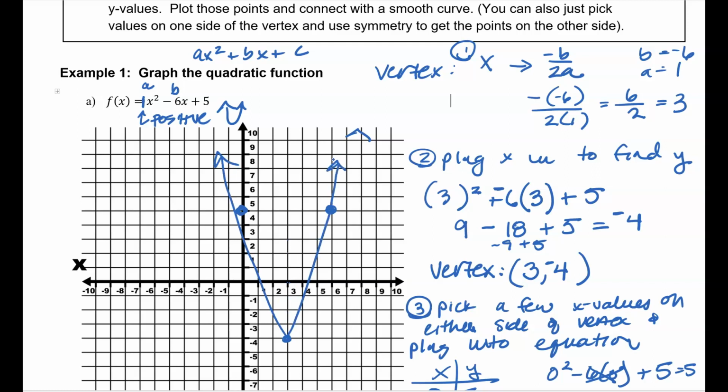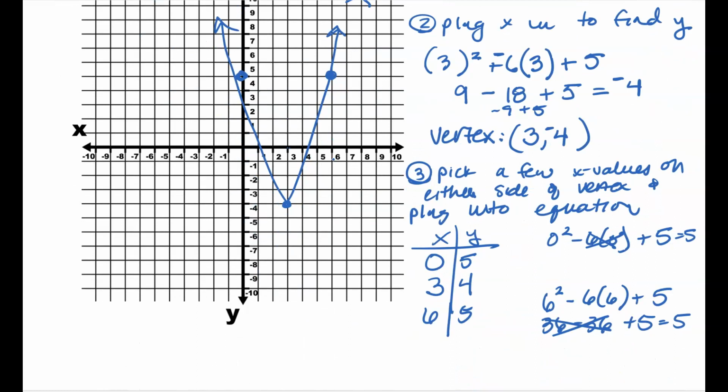And then just to double check, and actually, you know what, that looks a little bit too much like a V. We want it to make it look like a U, even if it's a skinny U. Okay, that looks better. All right, so with our table, it should be 0, 5, 3, -4, and 6, 5.